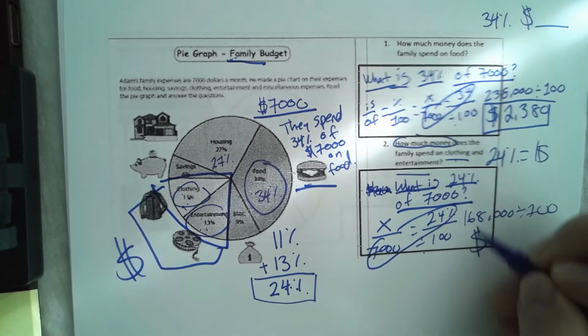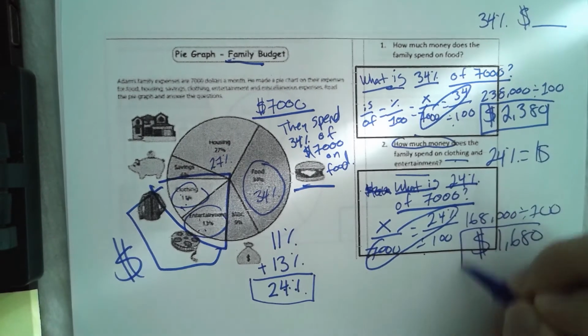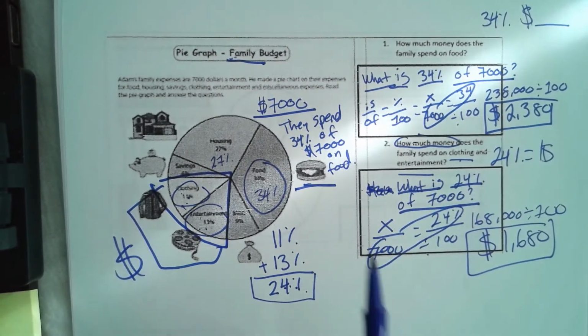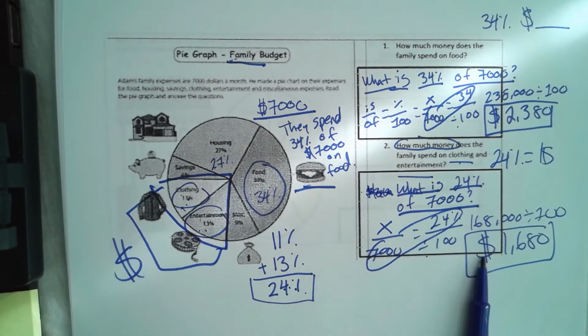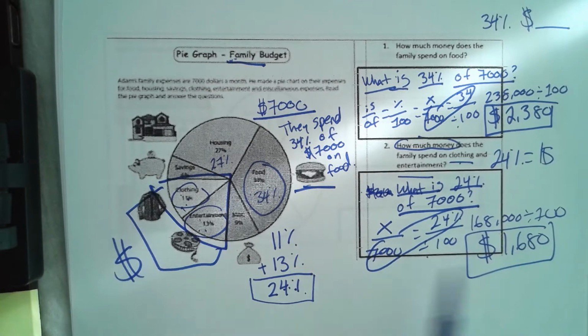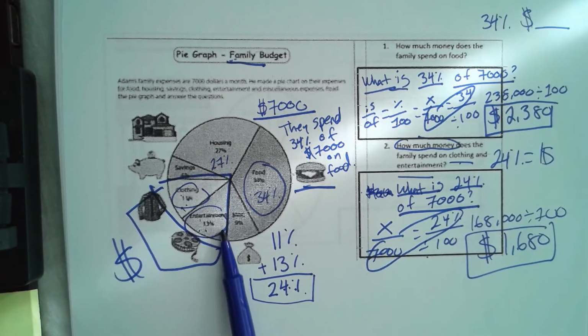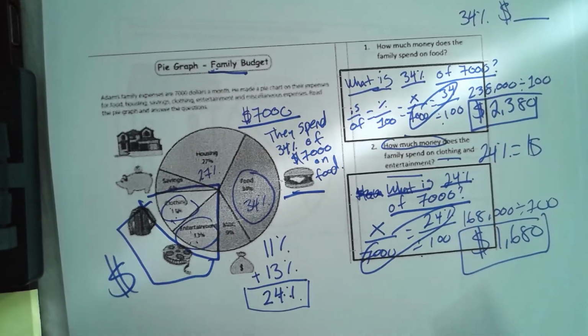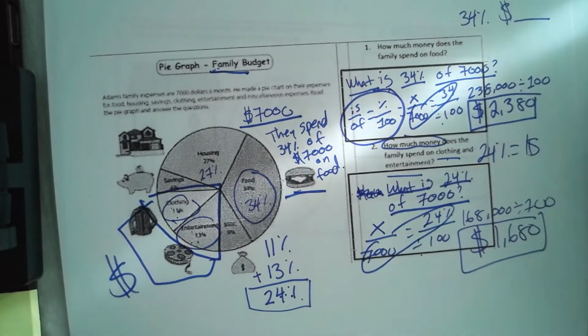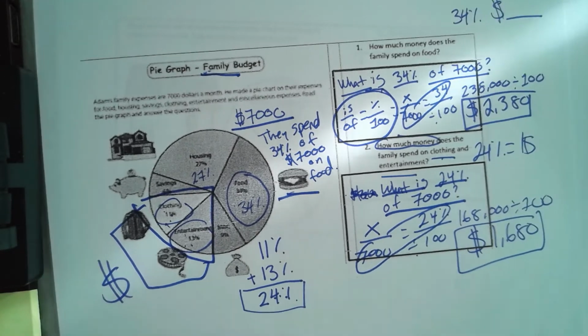And my answer is going to be $1,680. So this family spends $7,000 a month. $1,680 is for clothes and entertainment, like having fun. Easy, right? You need to memorize this. Is over of equals percent over 100.